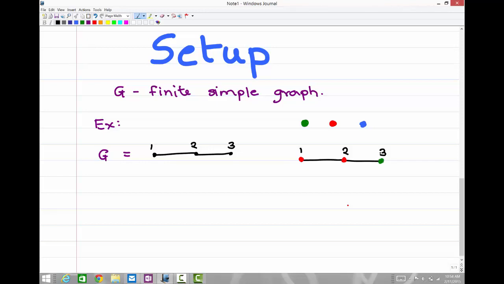Another possible coloring would be as follows. Say vertex 1 is colored blue, vertex 2 is colored red, and vertex 3 is colored green. Note that even though both of these are 3 colorings of the graph, the first coloring is not a proper coloring of the graph. Recall that a proper coloring of a graph is a coloring of the vertices so that no 2 adjacent vertices have the same color.